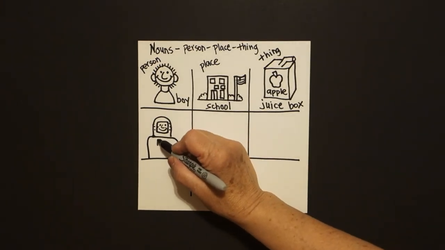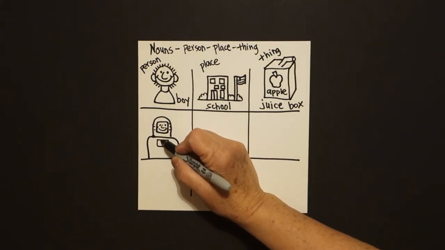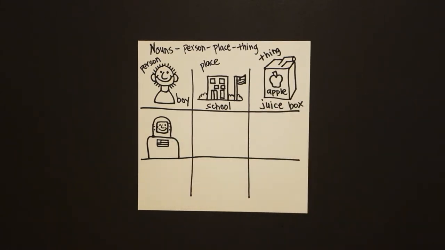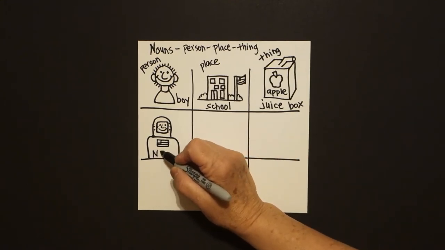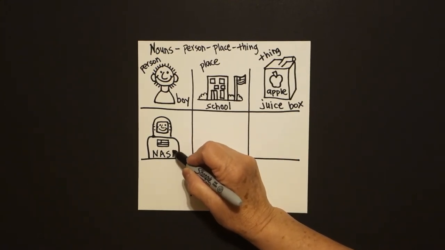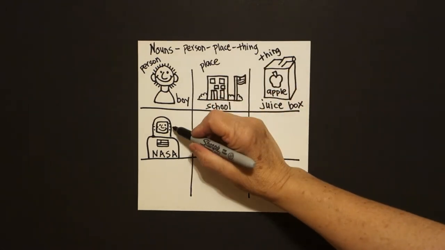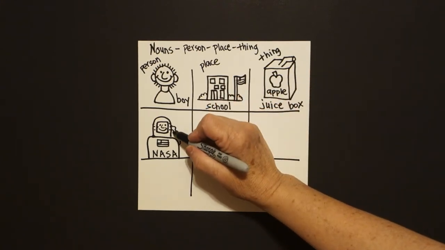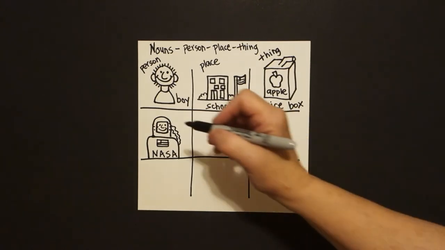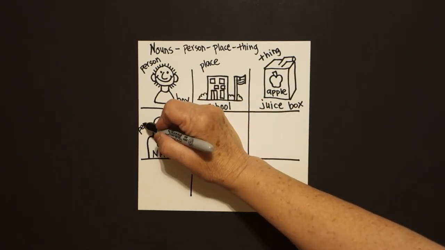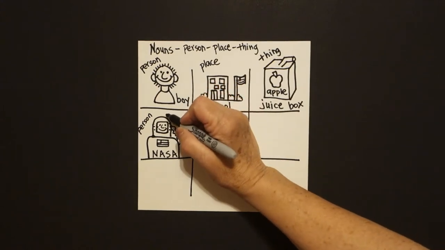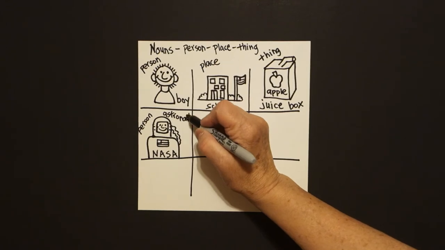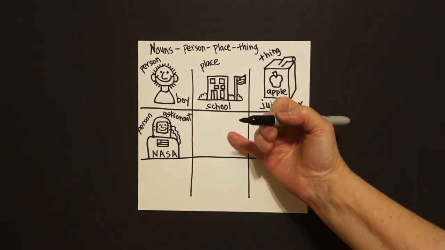Right here, let's draw a little baby rectangle. Put a little straight line, straight line, straight line, straight line across. At the bottom, N, A, S, A, NASA. Come over here on the right, wavy, wavy, wavy line, connect. Let's do it again, wavy, wavy line, connect. This person is an astronaut. Astronaut. Okay?